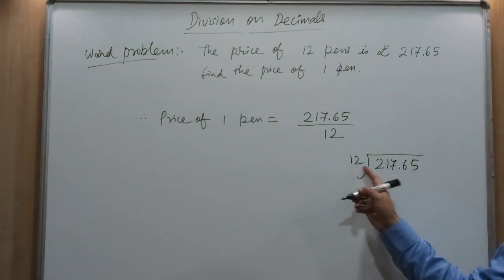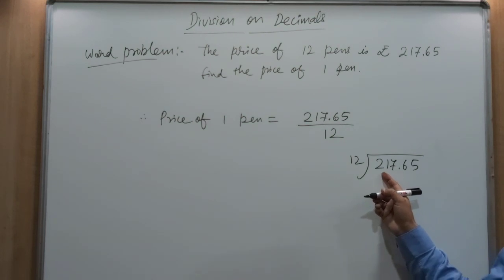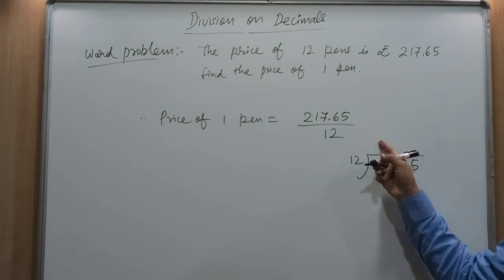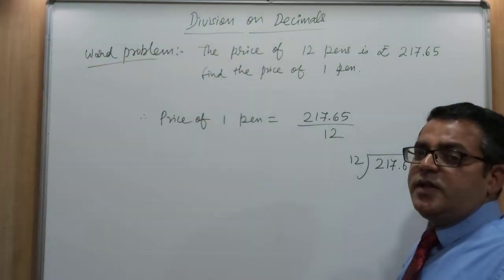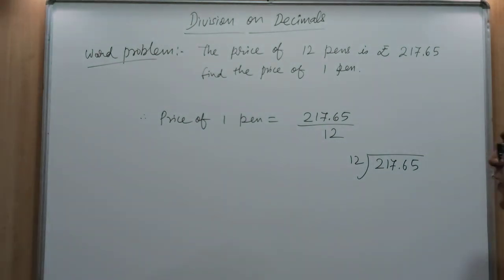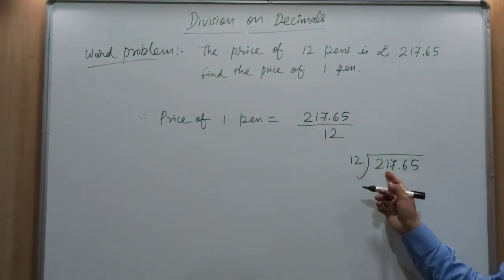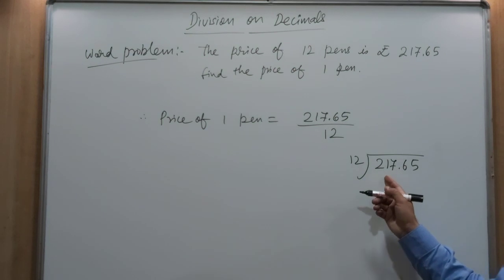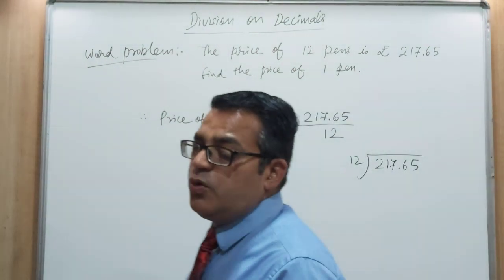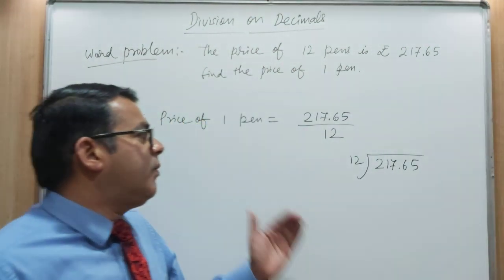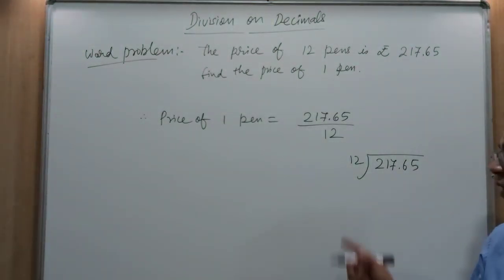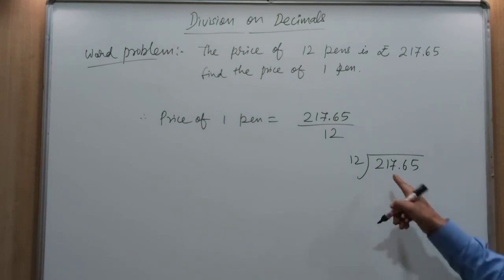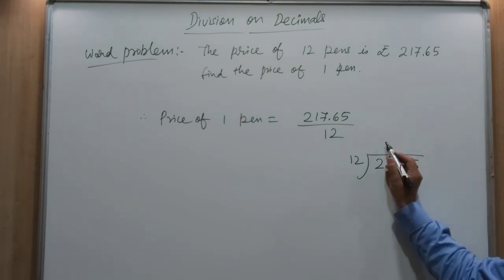So 12 is there and 2 is here. 2 is less than 12. So you need to write 0 there, but we can avoid it because we know that if you write 0 before any digit, the value doesn't change. So we have to take 2 digits together. This is now 21. I hope that you all know the table of 12. So in the table of 12, where 21 comes, we know that 12 1s are 12, 12 2s are 24. 24 is greater than 21. So one time it will go.